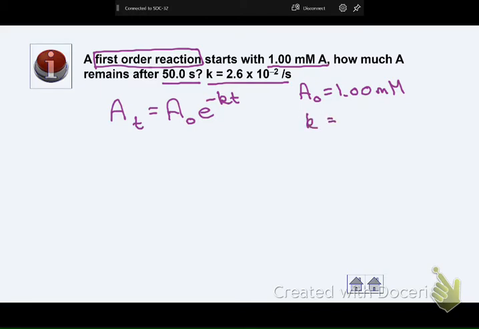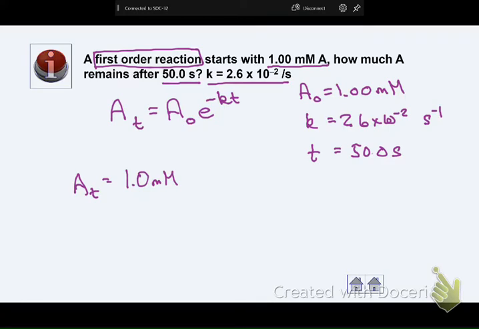K is 2.6 times 10 to the minus 2 seconds to the minus 1, or inverse seconds. All right. And then time is 50 seconds. And then we've got to plug these things in. So we'll say A at time t equals 1.0 millimolar. The units of concentration don't matter in this calculation. Whatever unit you start with, that's what you'll end up with in your answer. Okay.